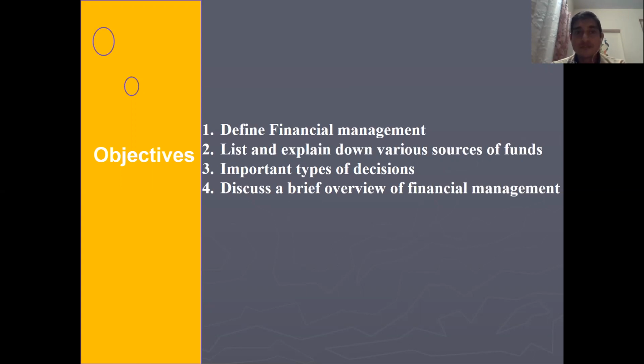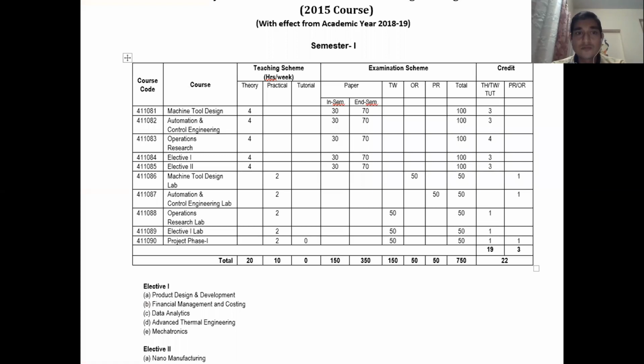So before beginning, let us have a look at the syllabus of financial management and costing. As we see the structure, financial management and costing comes under Elective One. It has 4 hours of theory per week, 30 marks of INSEM, 70 marks of ENSEM, and term work of 50 marks, and in all 4 credits are given to the subject.